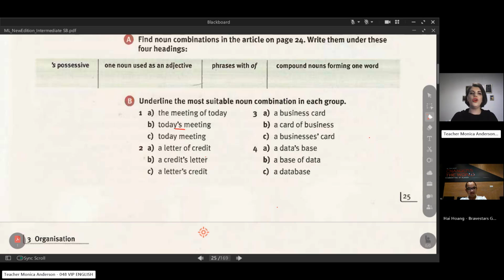As you know, we normally use possessive s for people. For example, Monica's book. But about a day like today or yesterday, we don't say the meeting of yesterday. Yesterday's meeting. Okay, so this one is the best one. And number 2.